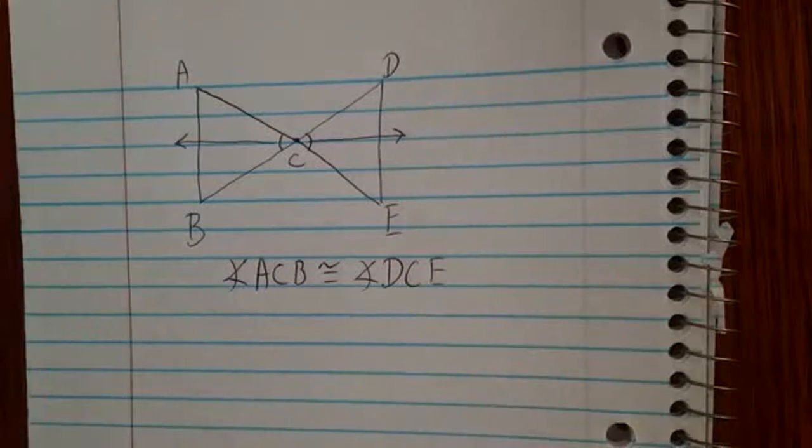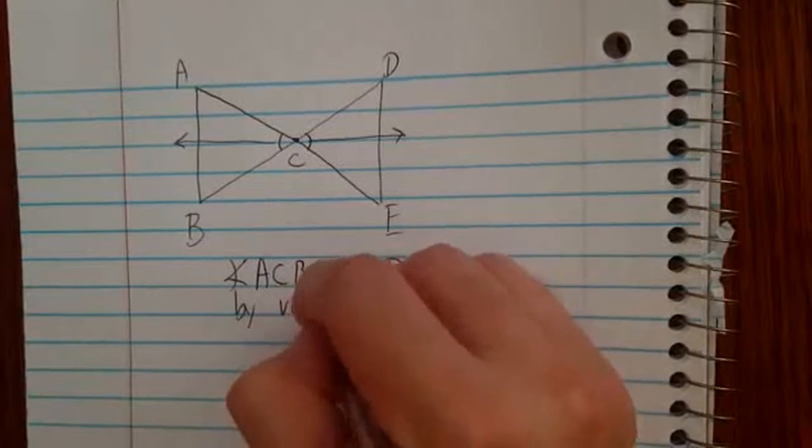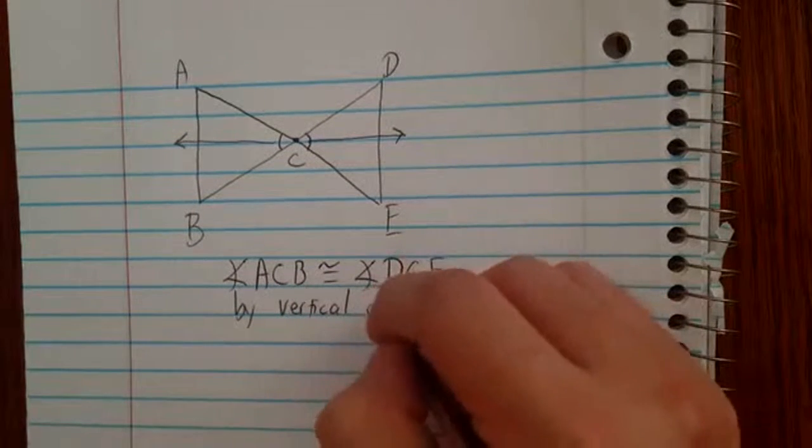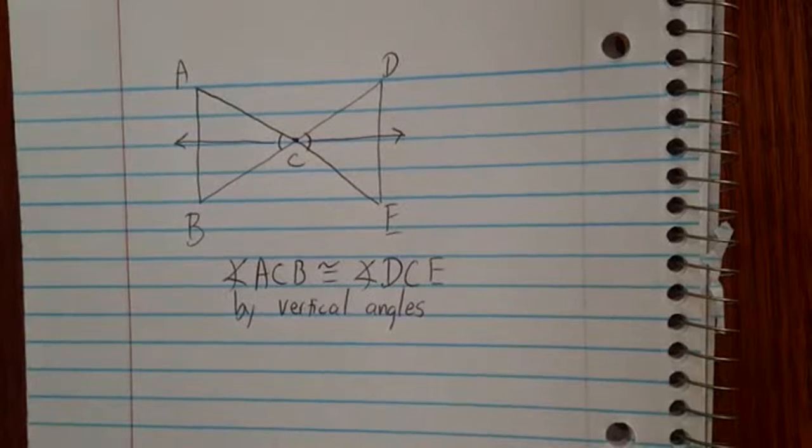And how do I know that's true? Well, by vertical angles. And that's very important in geometry, that you state your reasoning. You're going to be asked to do that. You're going to see people write this down. And so that's the very important thing. However, that's not the only vertical angles in this problem.